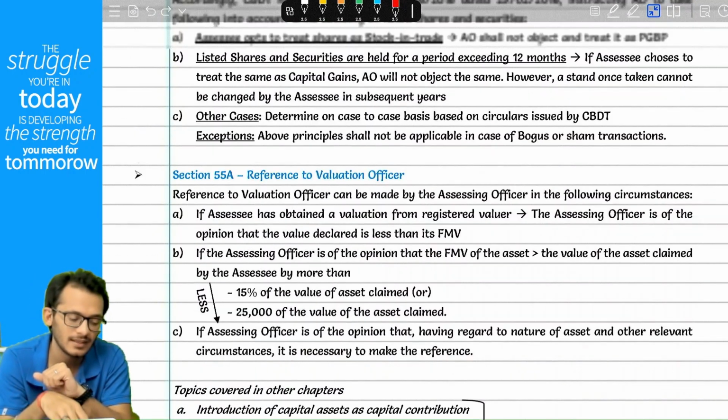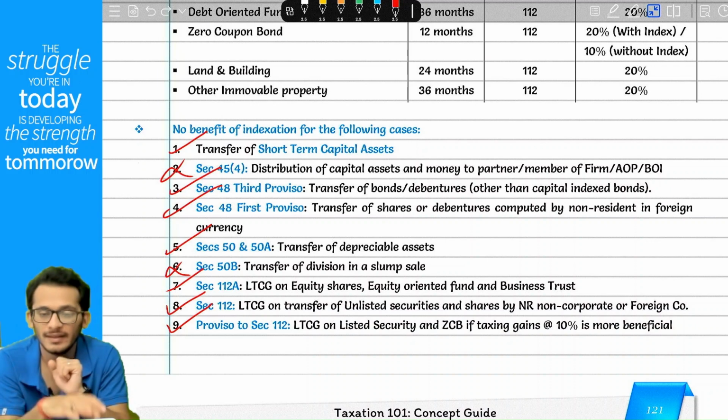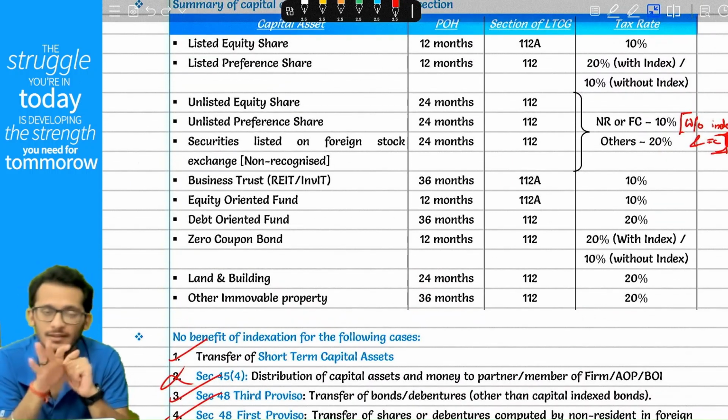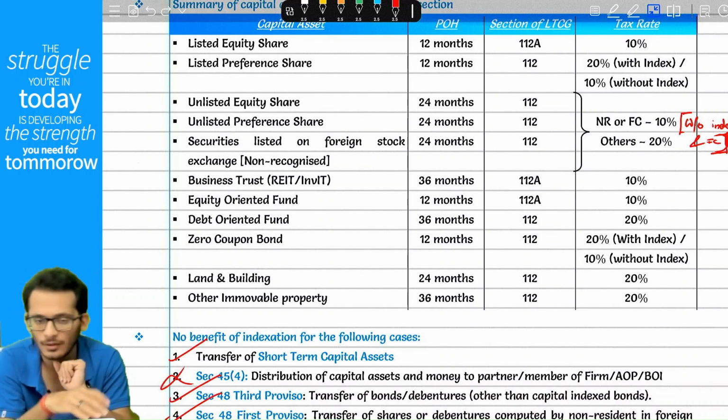You have some summaries in the capital gains for you to go through: what is the indexation rate, at what period of holding what will be taxable, what is the rate of tax. Everything is there in the notes. Check it out once. Yes.